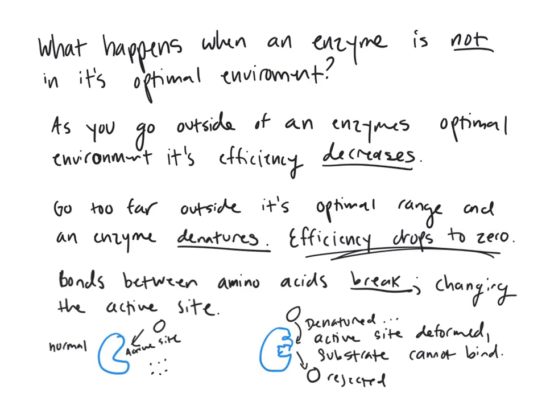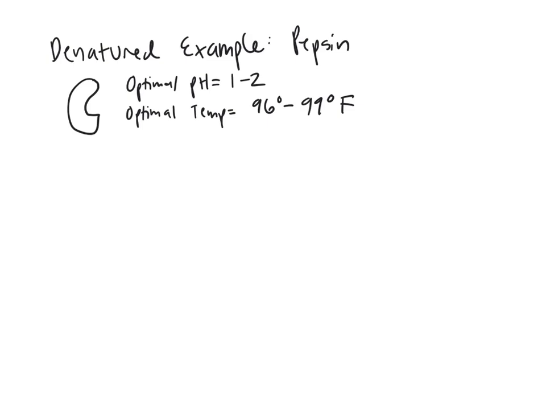Let's look at one example. We'll go back to pepsin and see where pepsin is going to be denatured, or where it is not going to work very well. We know that the optimal pH is 1 to 2 and the optimal temperature is 96 to 99 degrees. When you take pepsin and put it into a very basic solution, or a solution that is 8 to 14 pH, it's going to denature in this form. Because that's so far outside of the optimal range, it's going to completely destroy pepsin, and it's going to be permanently damaged and never work again.